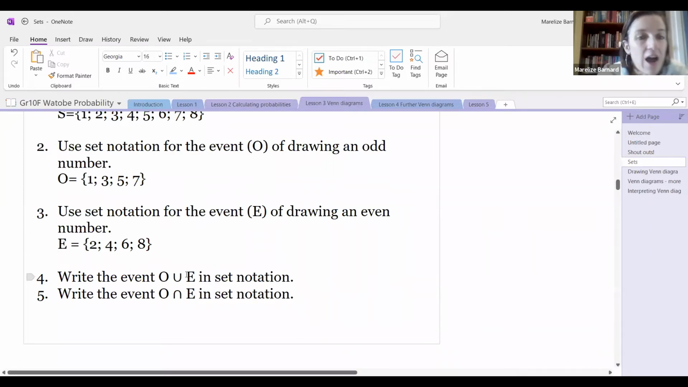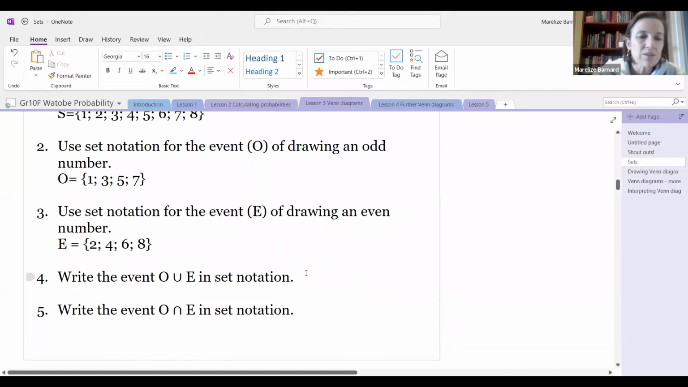Right. Now, what does this mean in plain English? The next question, question 4. I want to see if anyone can translate this for us into plain English. Write the event O, and then that symbol, E, in set notation. What is the question asking for? Who listened from the previous question?